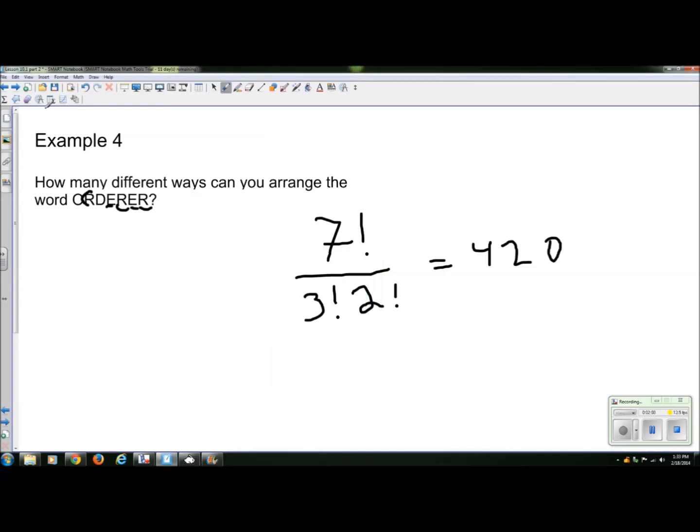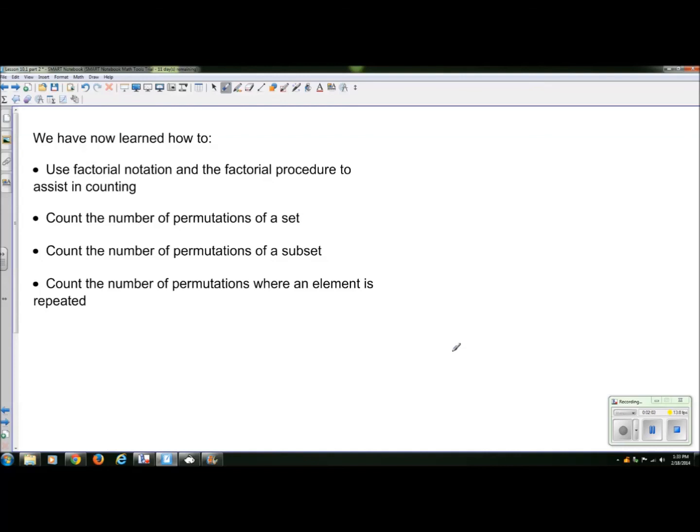Alright, so that's everything. So we've now learned how to use factorial notation and the factorial procedure to assist in counting. We can count the number of permutations of a set. We can also count the number of permutations when we're taking only a small subset of the number of objects we have to choose from. And we can also count the number of permutations where an element is repeated.